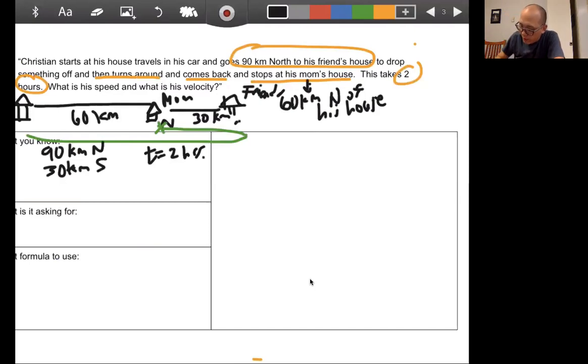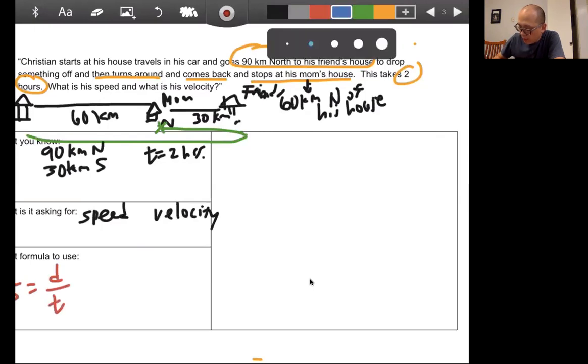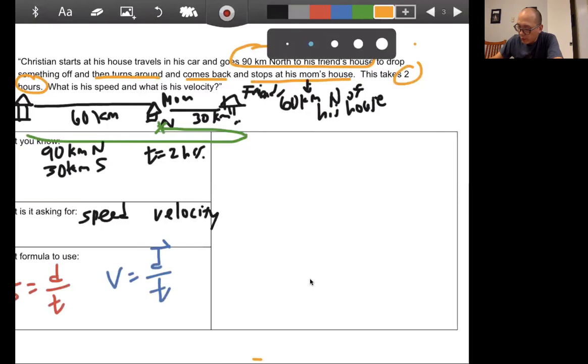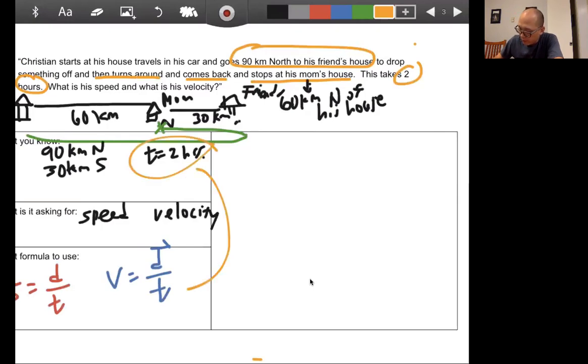What is it asking for? Well, it's asking for the speed, and it's asking for the velocity, just like previous. What formulas to use? Well, it's the same formulas from last time. If speed is equal to distance divided by time, we have velocity is equal to displacement divided by time. Now, it's very clear. We got time here. That's going to go here. That's going to go here. But we don't know exactly what the distance is yet. We're still looking at it and we're like, wait a second. So what is the distance?